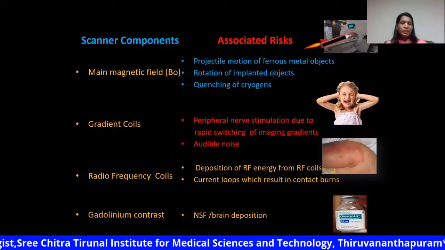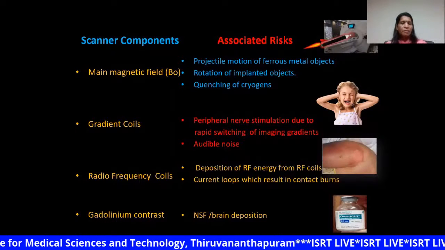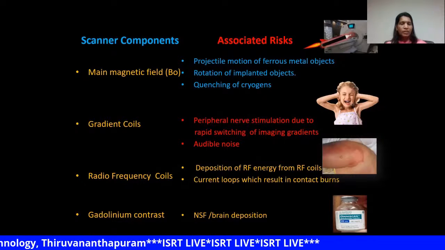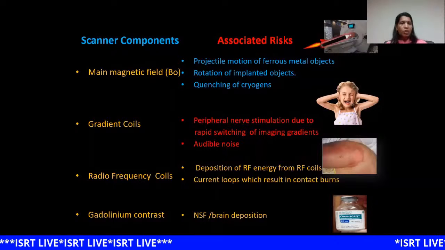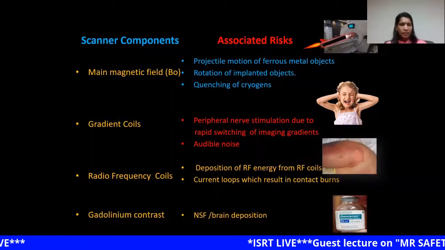In MRI, most pathologies can be detected on a plain MR scan. But for better characterization or differential diagnosis, we may need to administer the gadolinium contrast agent. All these components are associated with a certain risk.